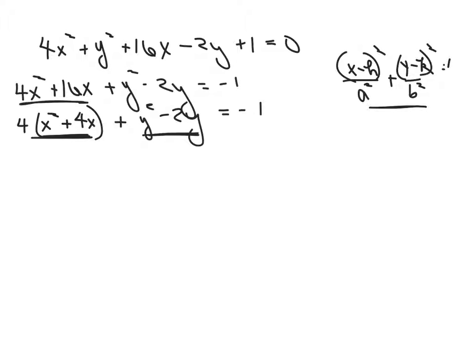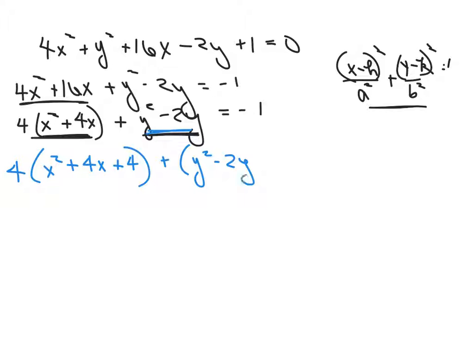We're going to leave the 4 alone. Anything outside the parentheses, we're just going to leave alone. So we've got that. Half of 4 is 2, and we square it. Okay, and we're going to do the same thing with this here. And we've got y squared minus 2y. Half of 2 is 1, square it.